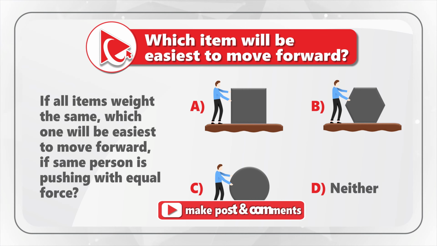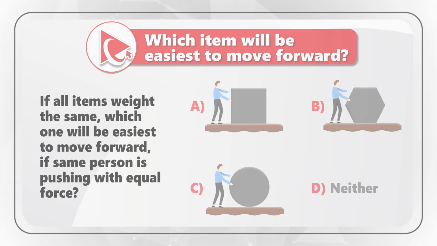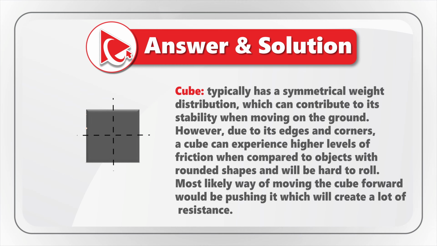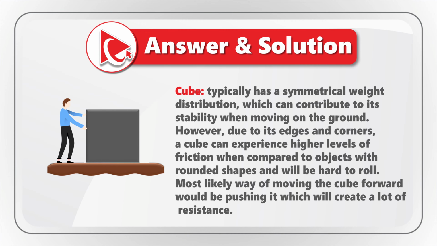Let's analyze all shapes individually to better understand the answer. Let's start with the cube. Cube typically has a symmetrical weight distribution, which can contribute to its stability when moving on the ground. However, due to its edges and corners, a cube can experience higher levels of friction when compared to objects with rounded shapes and will be hard to roll.